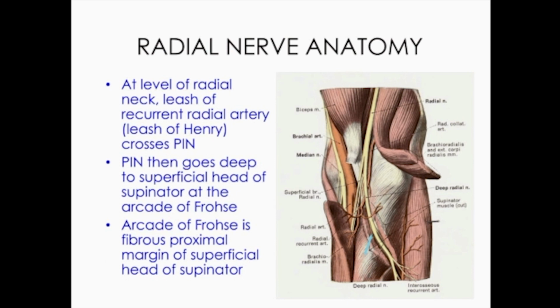At the level of the radial neck, there's the leash of the recurrent radial artery, or the leash of Henry, which crosses the PIN and can be a source of compression. The PIN then goes deep to the superficial head of the supinator, beginning at the arcade of Frohse. So the arcade of Frohse is the fibrous proximal margin of the superficial head of the supinator.